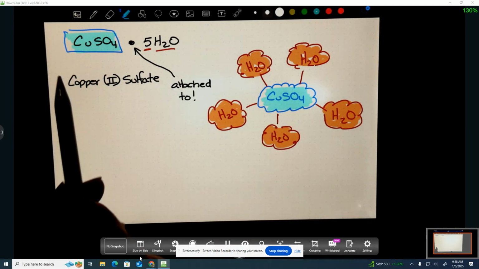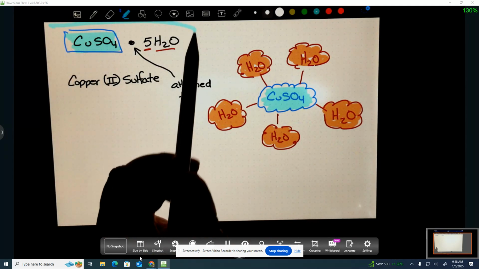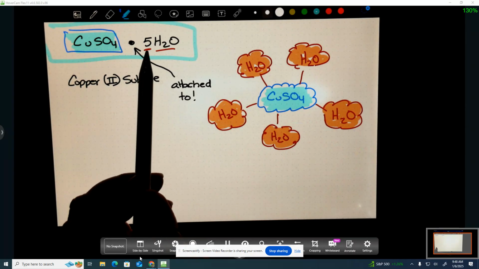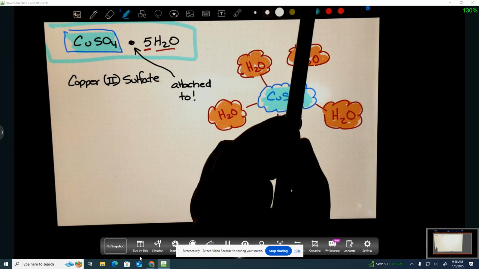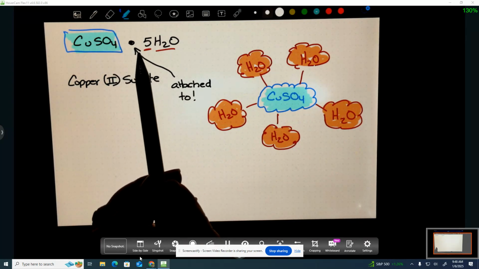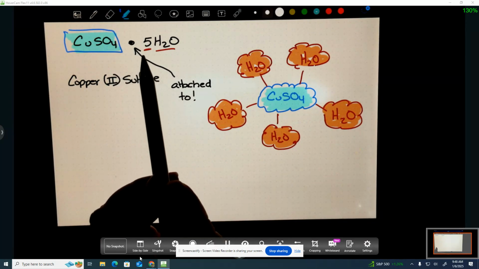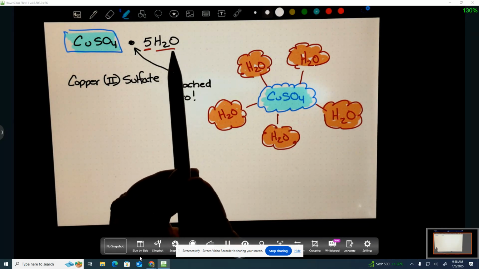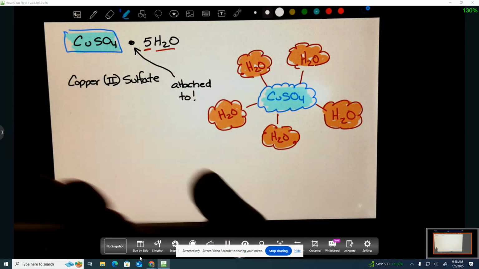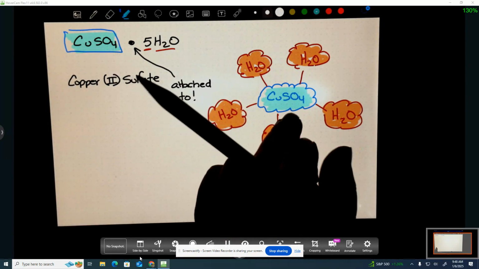So let's figure out how much this entire copper 2 sulfate with 5 water molecules attached to it is going to weigh. It is called copper 2 sulfate pentahydrate because there's 5 waters. Pentahydrate. So it does make sense. Like if I had something that had 2 waters on it, would it be pentahydrate? It would be dihydrate. See how smart you guys are? All right, good.